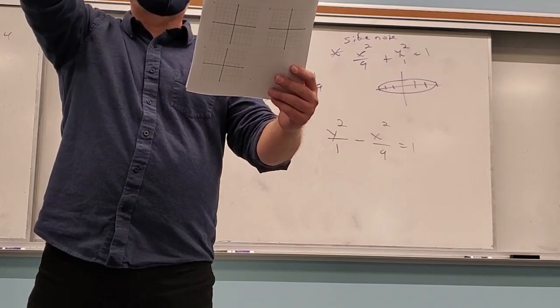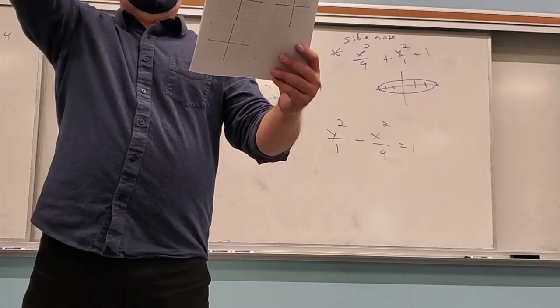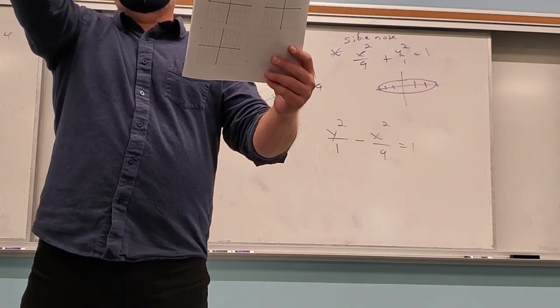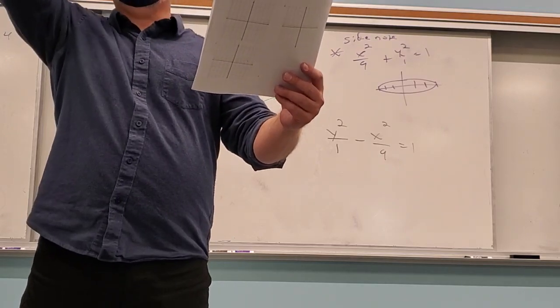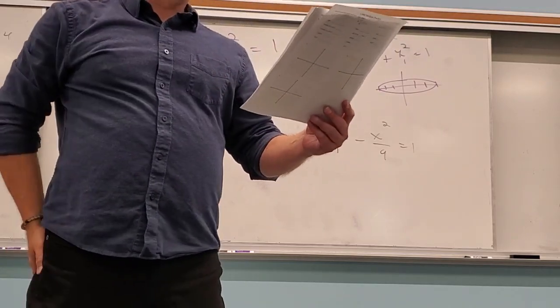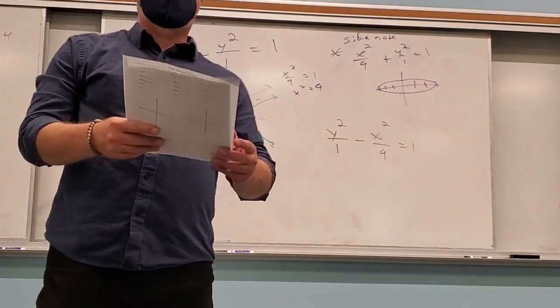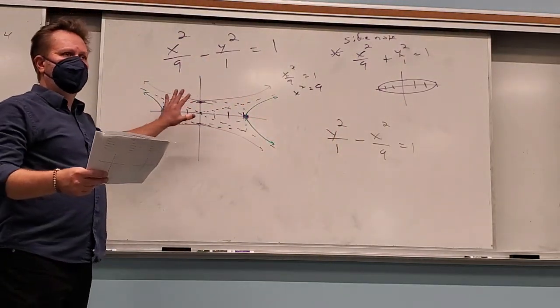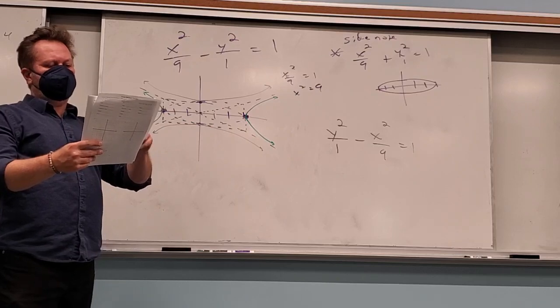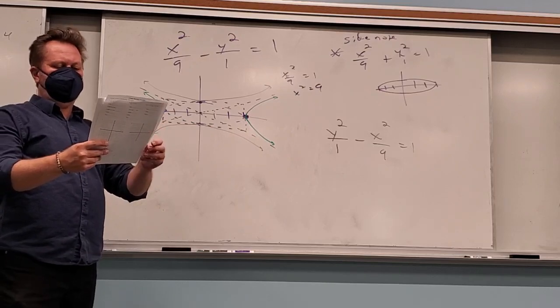There's your ellipses. There's hyperbolas. I get a little more detail about asymptotes and all that. I really don't currently care too much about those. I just want you to be able to graph these things. Are you with me? But just in case you're curious, I gave you a few extra pieces of information.